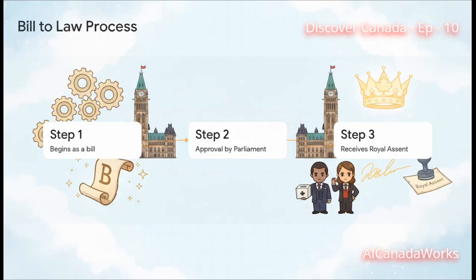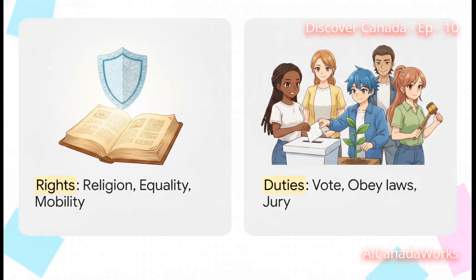Let's move to see how this builds into the actual legislative process. How do these branches actually create laws? Well, it's a linear 3-step process. Step 1, it begins as a bill. Step 2, that bill requires approval by Parliament, which, as we literally just learned, involves both the elected House of Commons and the appointed Senate. And finally, Step 3, once it's approved, it must receive royal assent to officially become the law of the land. So, what does this all mean for you as a citizen?